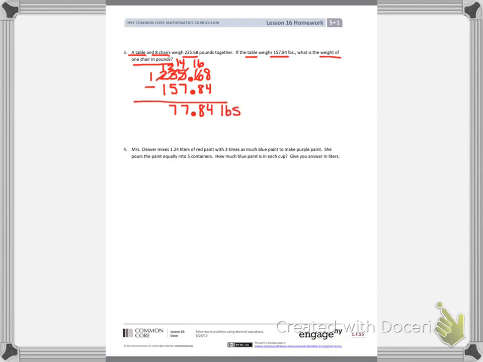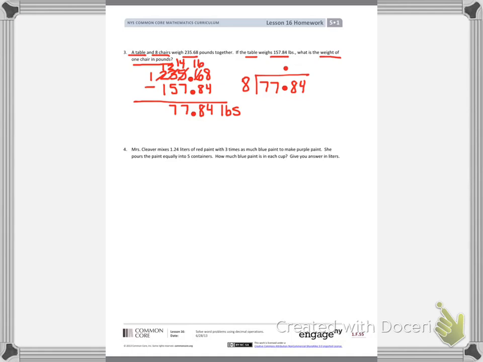It doesn't want the weight of 8 chairs, it just wants the weight of 1 chair. So we need to take our 77 and 84 hundredths, and we're going to divide it by the 8 chairs to figure out what 1 chair will be. So bring up your decimal.